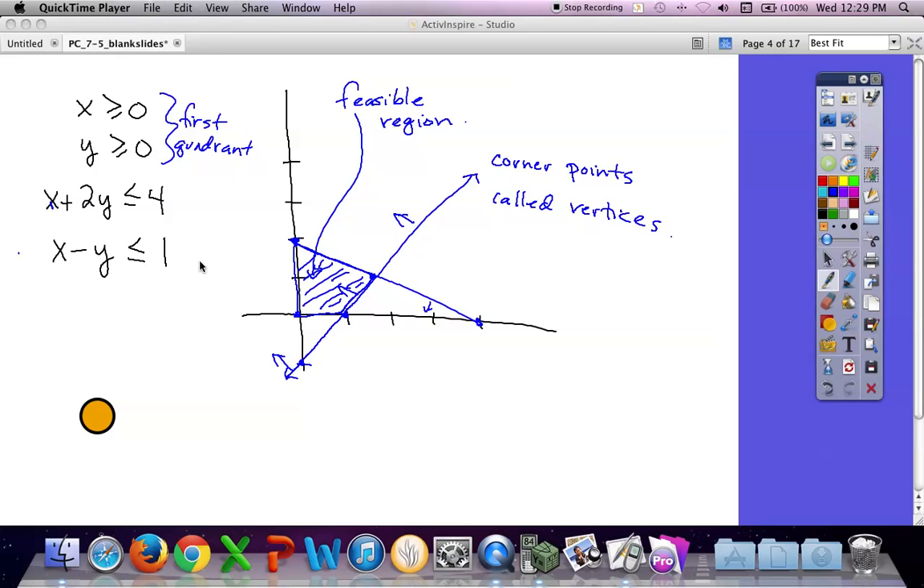Okay, so in linear programming, we're trying to maximize or minimize a function of x and y. And this is the set of all the points, x and y, that we can plug into that function. How many points is that? All the shaded area, how many points would that include?